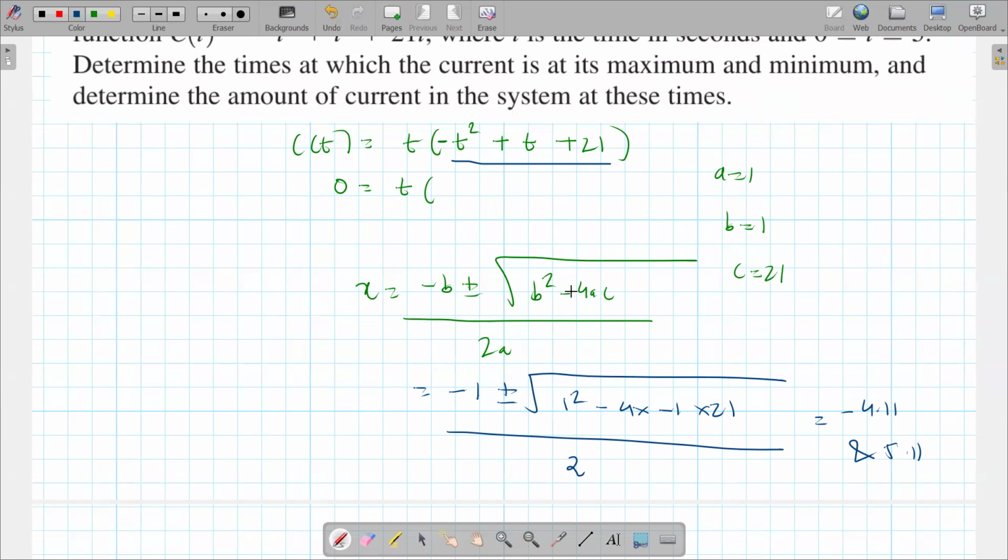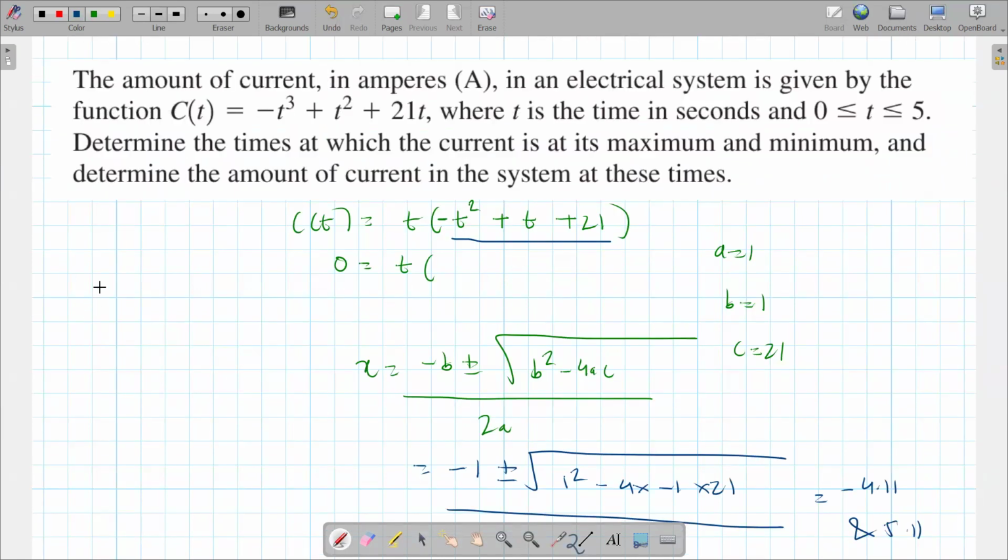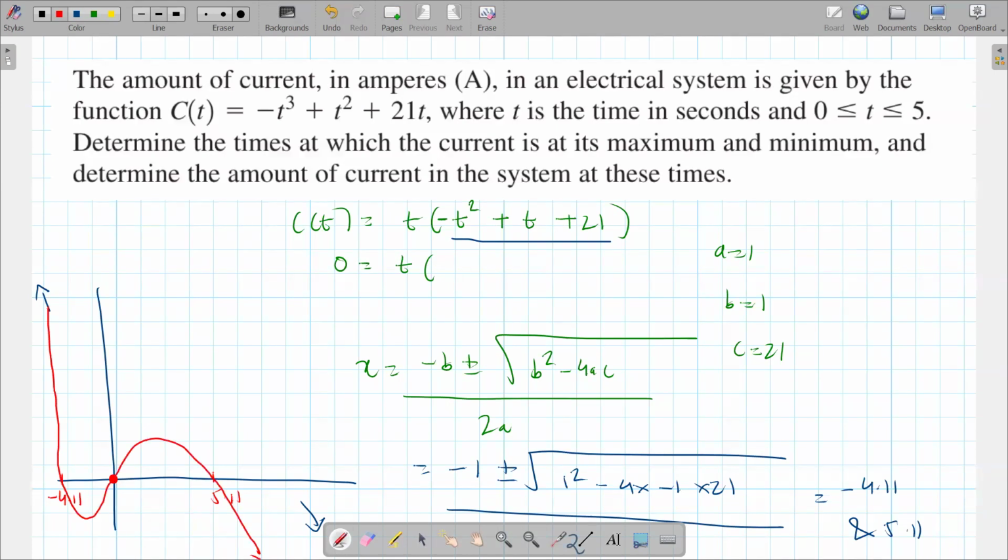So therefore, we know how to graph this function. It's coming from here. It's a negative cubic. It's going here. There's no x-intercept, there's no y-intercept, means it has to go through the origin. And the other 2 points are negative 4.11 and 5.11. So it'll look something like this. That is our function.